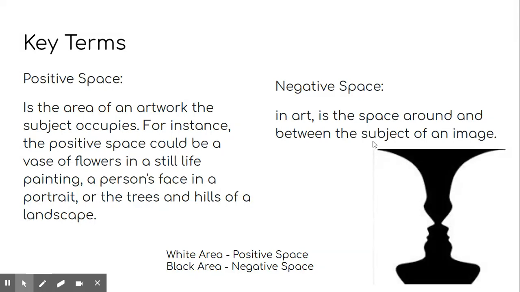Negative space is the space around and between the subject of an image. So everything around your main object that has kind of nothing, almost the background or the nothingness in your artwork. And I have that example of the face vase, the black and white image here in the corner. Depending on what you have your eyes focus on, the white area could be the positive space, and then you start to see the two faces facing each other, and then the black area becomes negative, which is just like the black background.